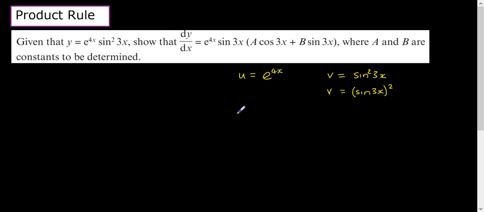So we've got to differentiate those two things. So we'll find du by dx. And again, using the chain rule, or by just using that standard result that we learned last week, 4e to the 4x is what we get.